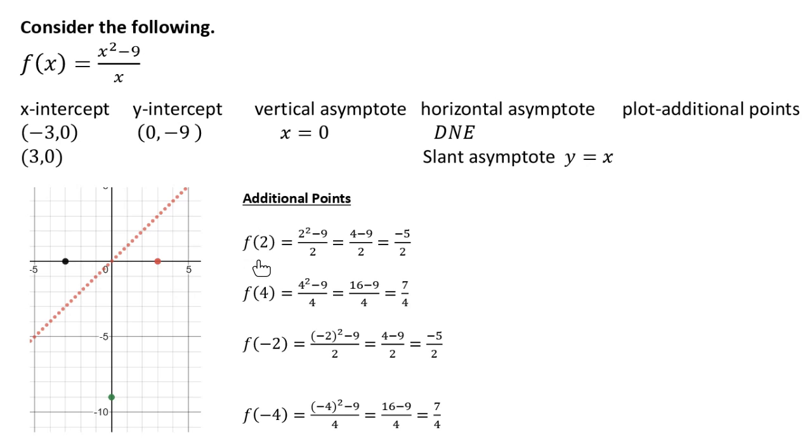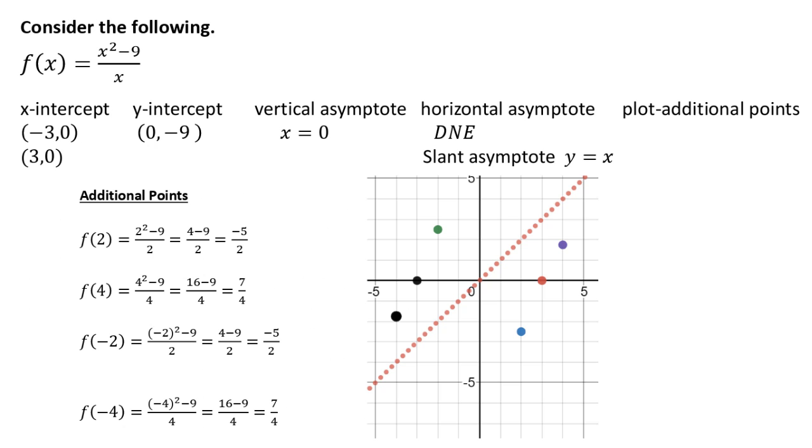I pick additional points, so I'm using 2, 4, negative 2, and negative 4. So if I plug in 2, I get 2 squared minus 9 is 4 minus 9, which is negative 5, divided by 2. And then 4 is 4 squared minus 9 divided by 4. It gives me 7/4. And negative 2 squared is positive 4. Minus 9 divided by 2 is negative 5/2. And negative 4 squared is positive 16 minus 9 divided by 4 gives me 7/4.